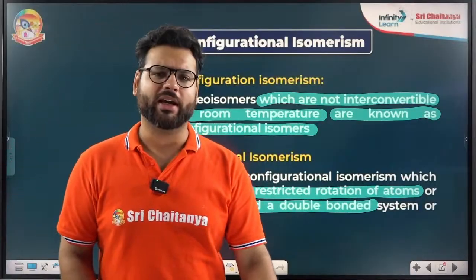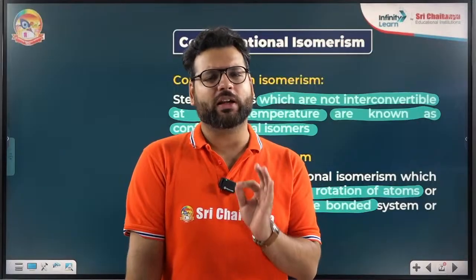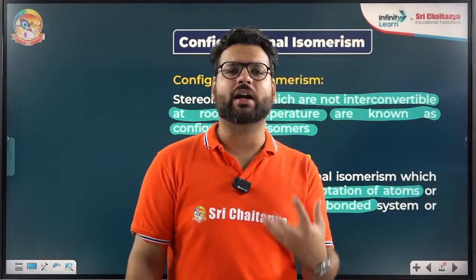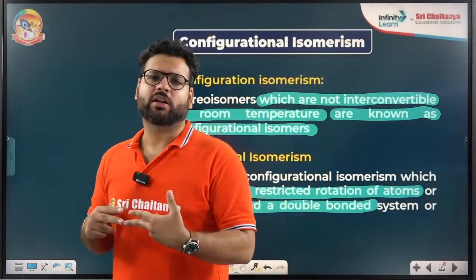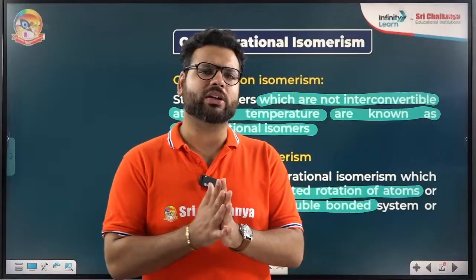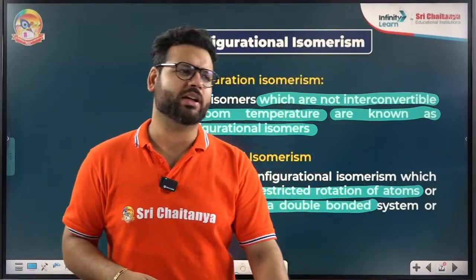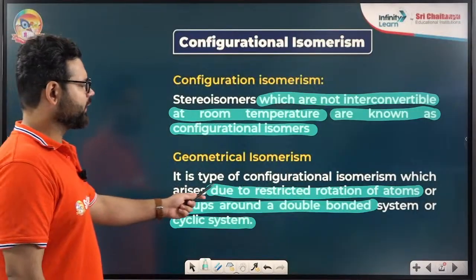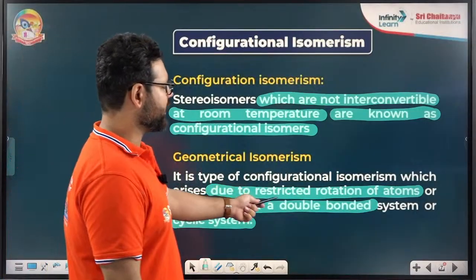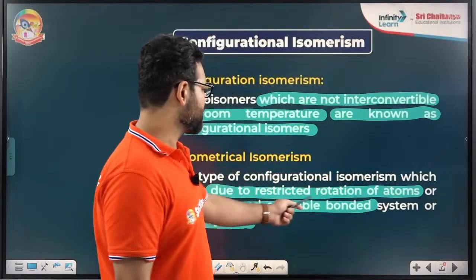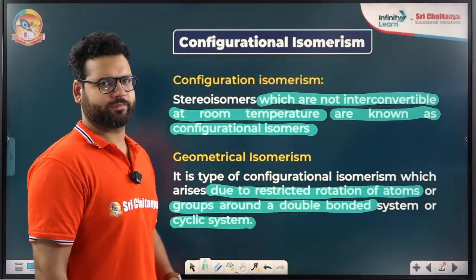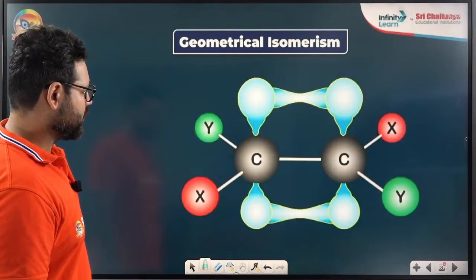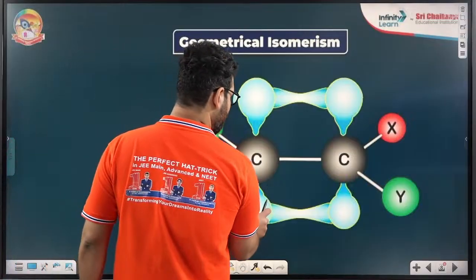So what is GI? Please remember the definition now. What are geometrical isomers? Stereoisomers in which the fixed configuration arises due to restriction in the bond rotation. How the restriction is there, I will show you with the diagram. So it is a type of configurational isomerism which arises due to restricted rotation around a double bond or a cyclic ring. For example, if you look at this structure, it should be movable, but it's not moving.